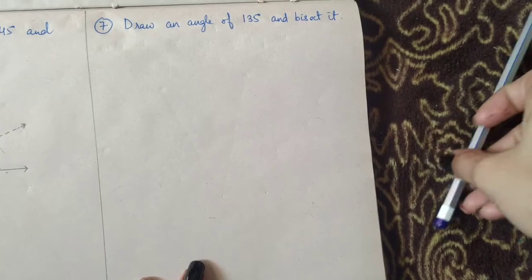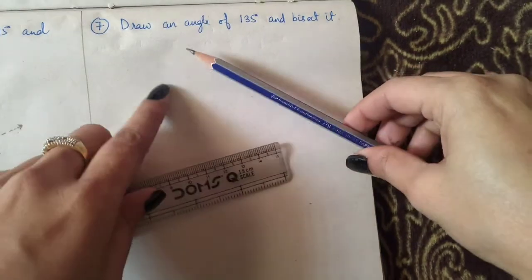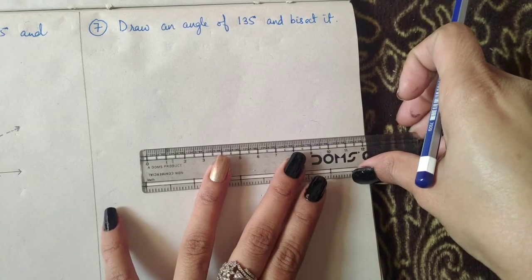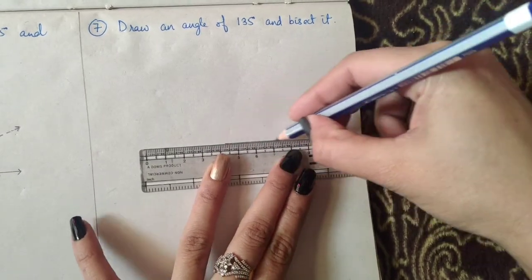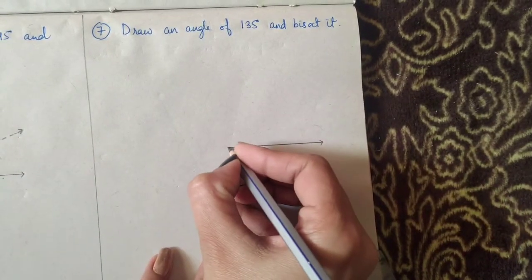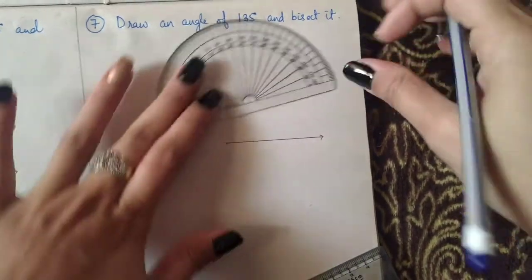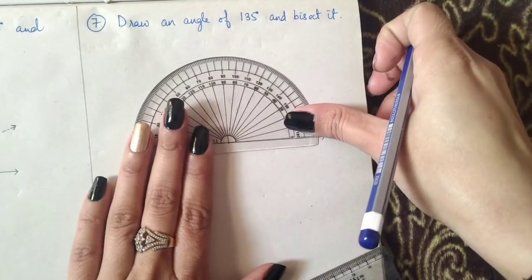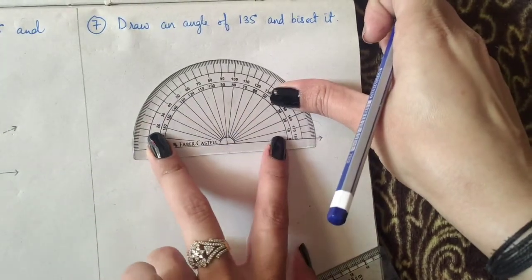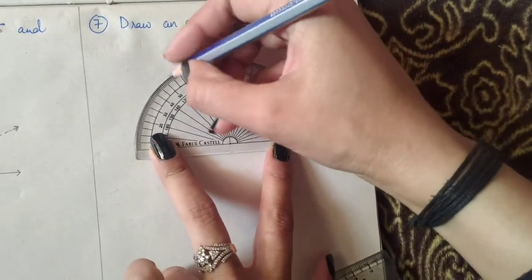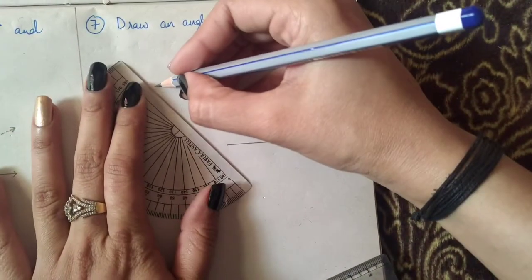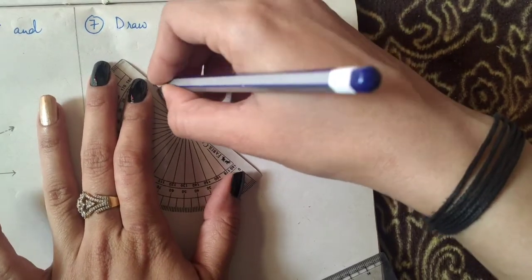Okay, let's move on to question 7 now. Now we have to draw an angle of 135 degrees and bisect it. So the same steps are repeating with different angles. So that's my arm, that's the vertex of my angle. Now I'll use the protractor to get 135 degrees exactly. So this line should coincide with this thing. So 135 here. That's my 135. I'll join this to get a line.